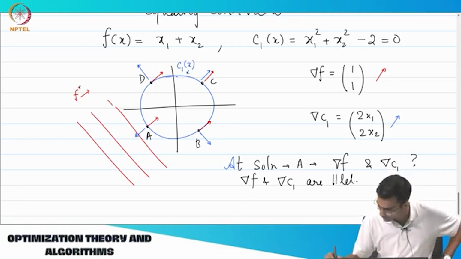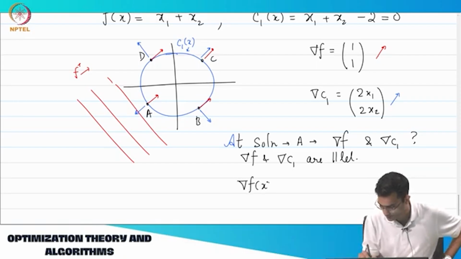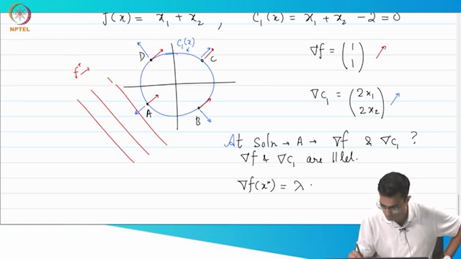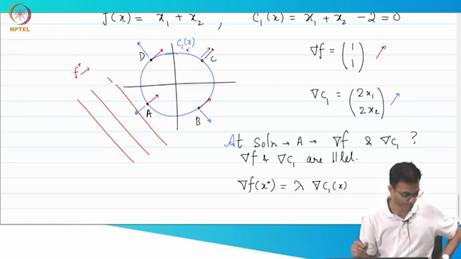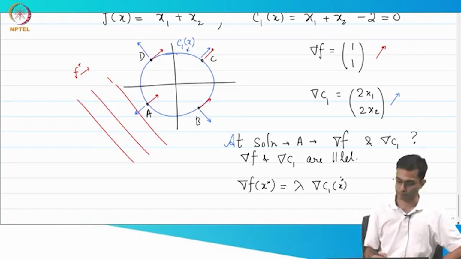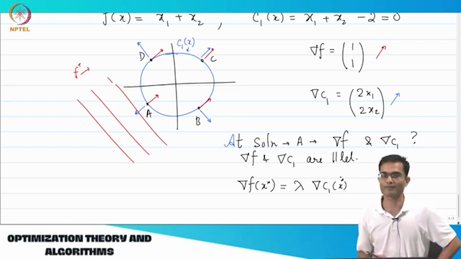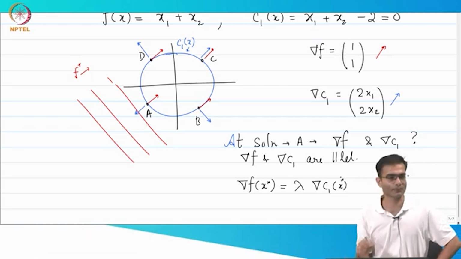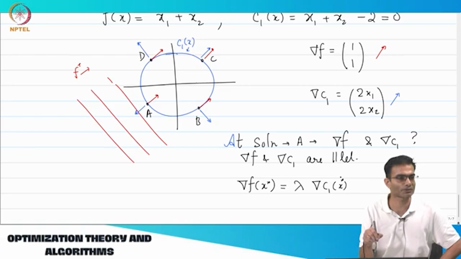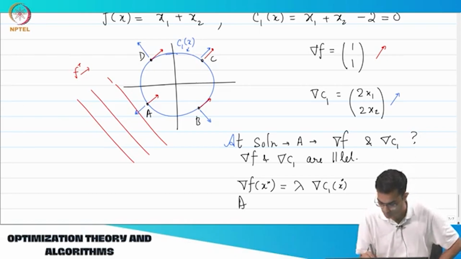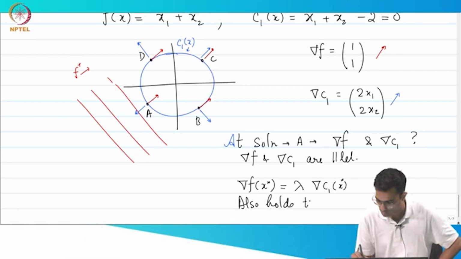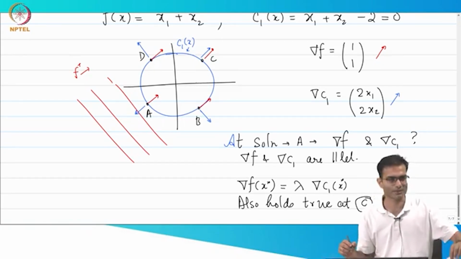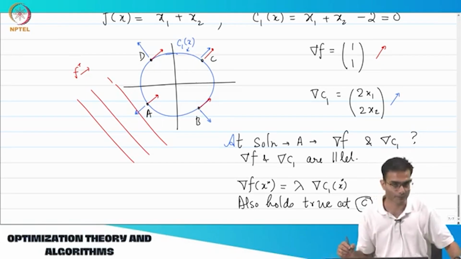So, I could also write grad f of x star, which is the solution, is lambda times grad C1 of x star. So, we have not derived this. This is just based on observation. You will agree with me, okay. What is the trouble with this way of identifying the solution x star? Is there any other point also where this holds true? It also holds true at point C. Okay, so that's a bit of a bummer because we didn't get it directly.